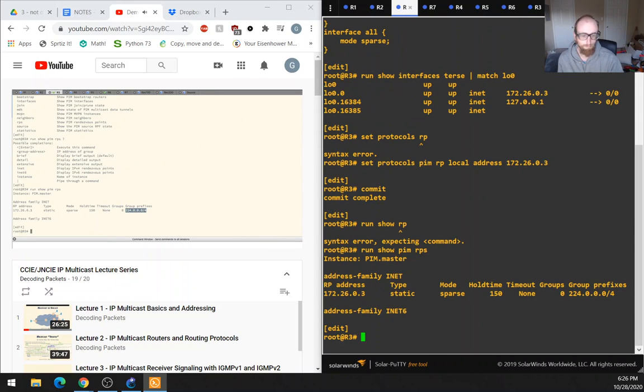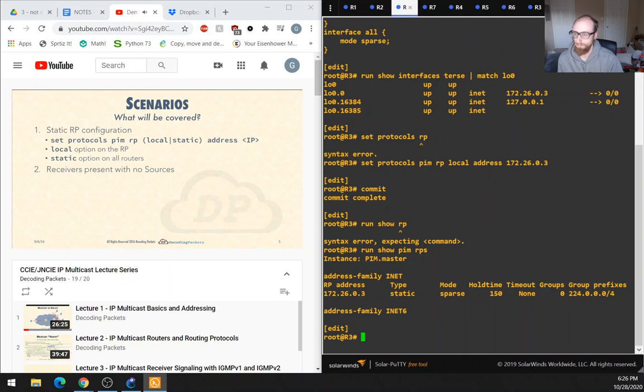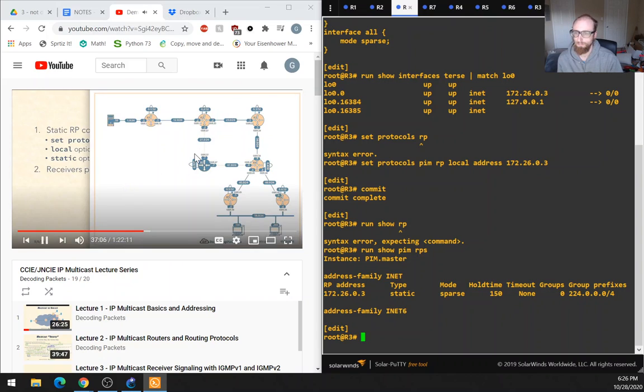So let's quickly move on to the next scenario, which is going to be receivers present, but no sources. Where are the receivers in our topology? Our receivers are Rec 100 and Rec 200, and they are down here on the bottom right.